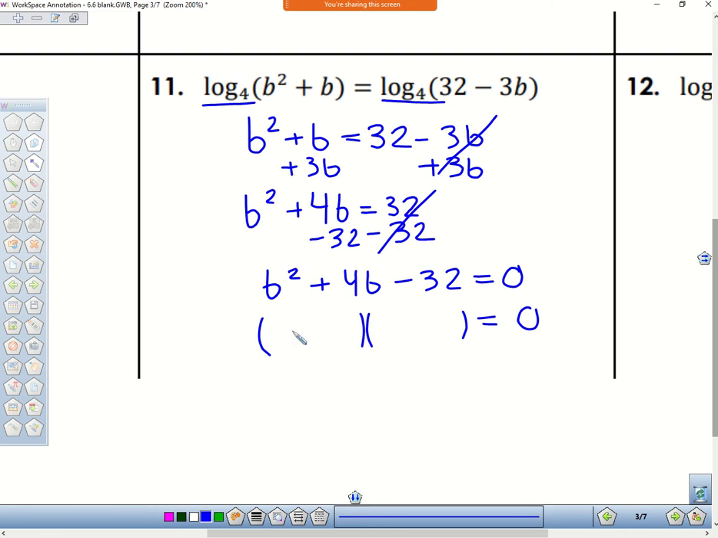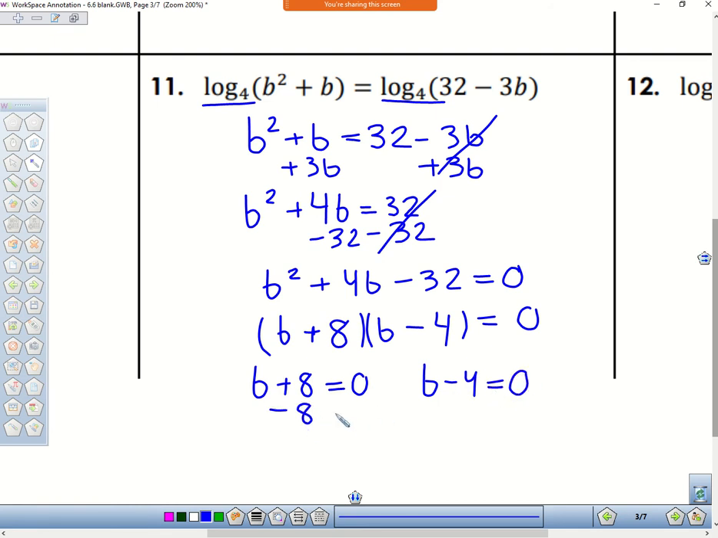What are some factors of negative 32 that add up to a positive 4? Positive 8 and negative 4. Good. Positive 8 and negative 4 would work, right? Because they would multiply to give me negative 32, but add up to a positive 4. And then what would be my last step to solve for these? Set them equal to 0. Good. Set them equal to 0.